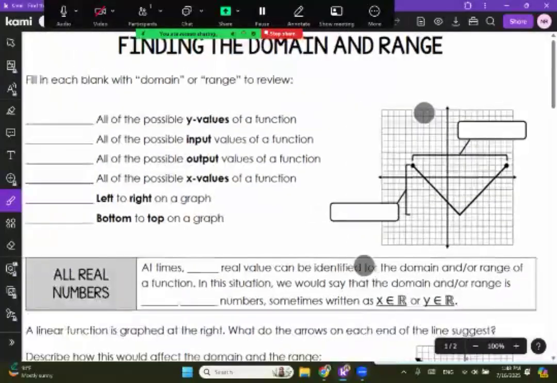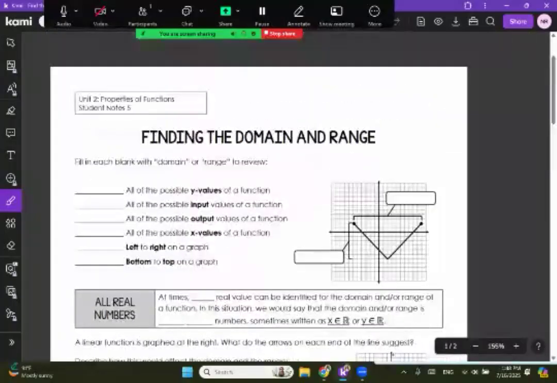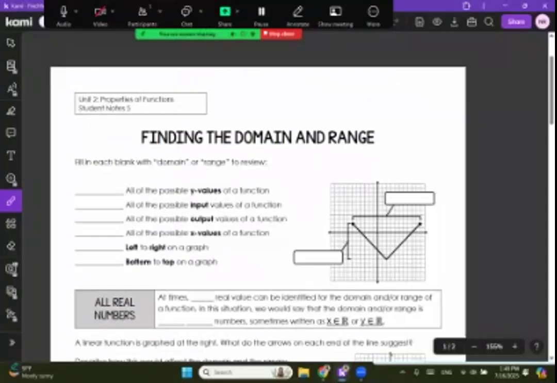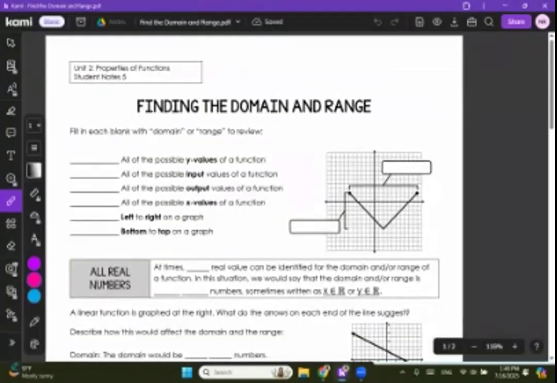All right, so today's just another extension of what we learned yesterday or the lesson before. I don't know what day it falls on. But we're going to get more practice on finding the domain and range, especially for those of you that still might have some questions about it. The page number on your notes is page 27.